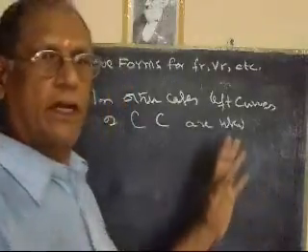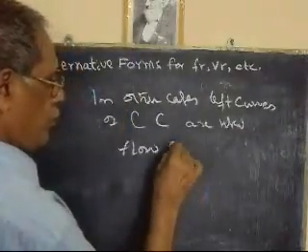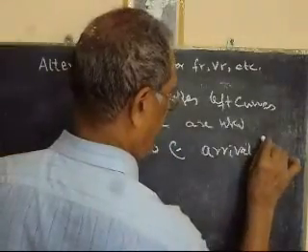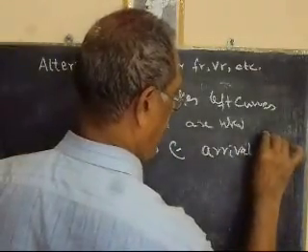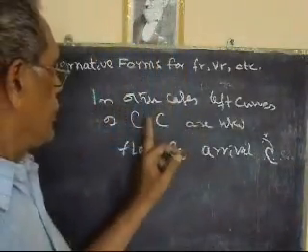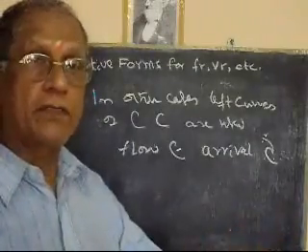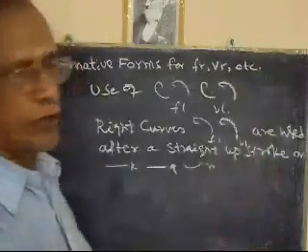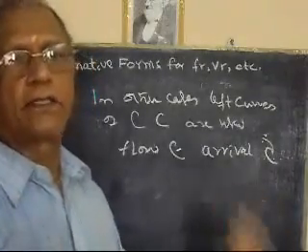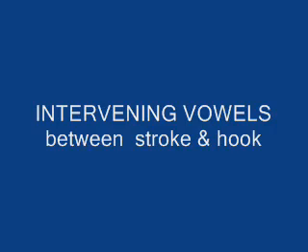In other cases, left curves are used. Flow. Arrival. So, to summarize, right curves are used after a straight upstroke or K, A, N horizontals. In other cases, very easy, left curves are used.